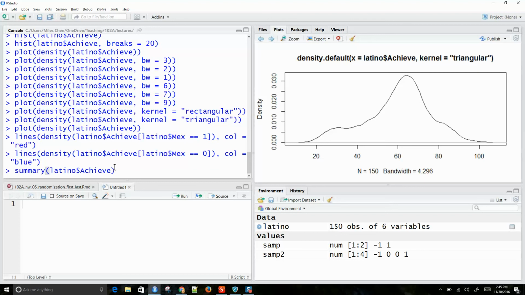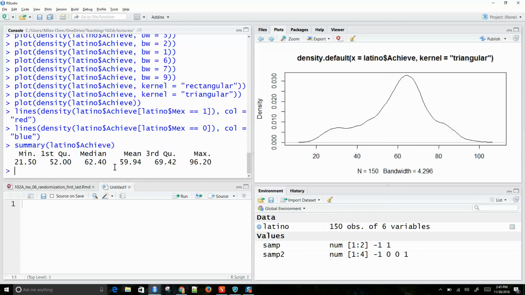Okay, let's see. So the minimum value is 21.5. Okay, so that's something kind of around here. And so all of this is the edge of the tail, okay, and our maximum value is 96.2. So that's actually probably around here. The edges of the tails are almost always just an artifact of the kernel that we're using, okay? And so that's just something you've got to watch out for.